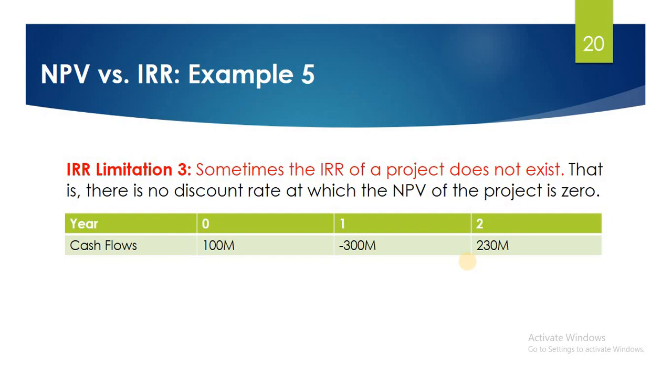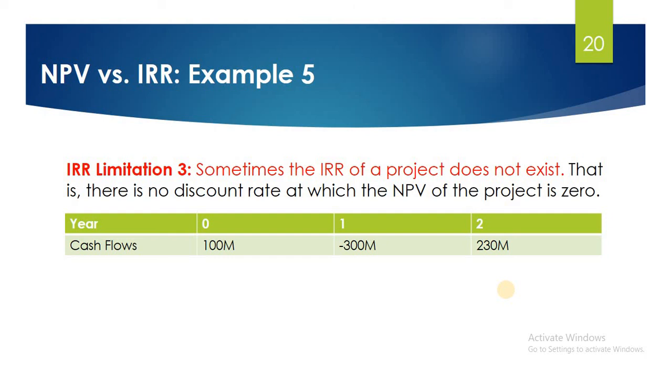Now let's look at another limitation of IRR. Sometimes the IRR of a project does not exist. Let's look at the cash flow of a project. The project will generate $100 million cash flow at time 0. Then it will generate 300 million negative cash flow in year 1, and in year 2 again it will generate 230 million cash flow. If you want to find out the IRR of this project, you will not find anything.